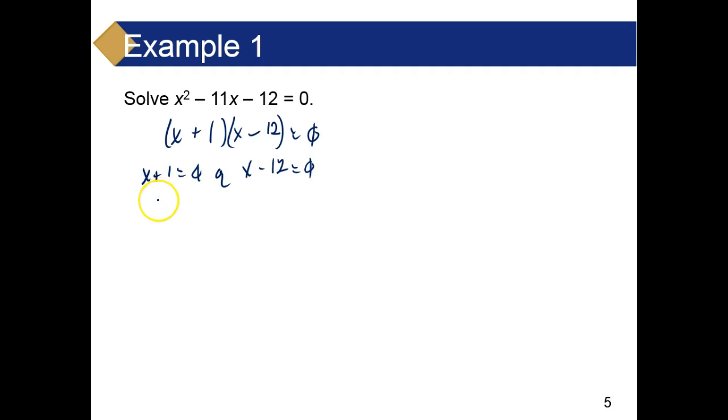What do we do with the first one? Solve for x, and how do you do that? Subtract 1 from both sides, and that gives you x equals negative 1. Or add 12 to both sides, and that gives you x equals 12.